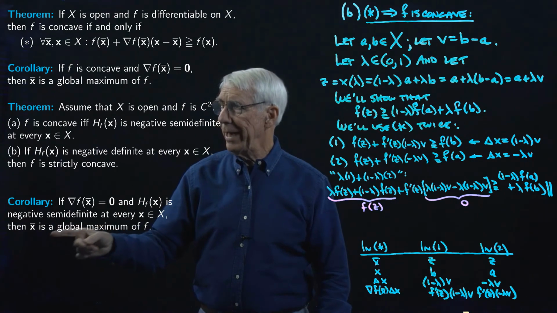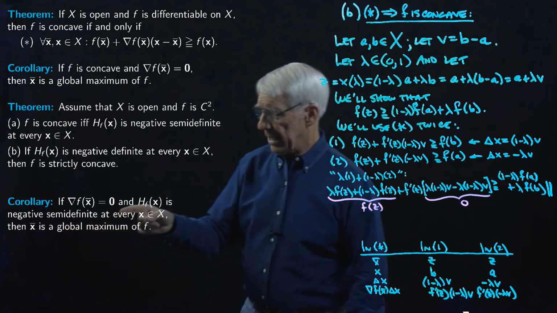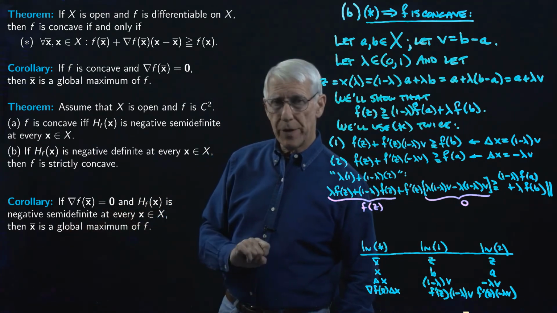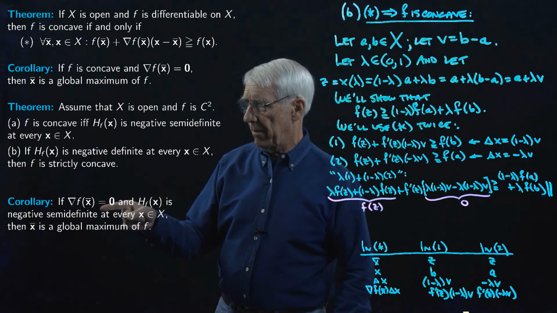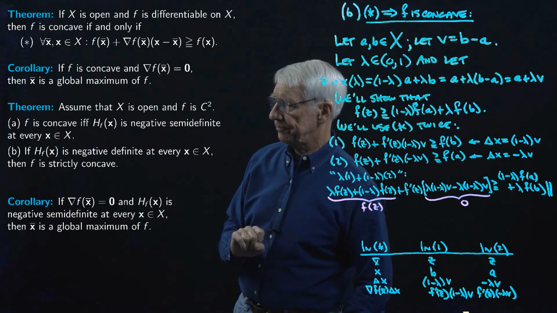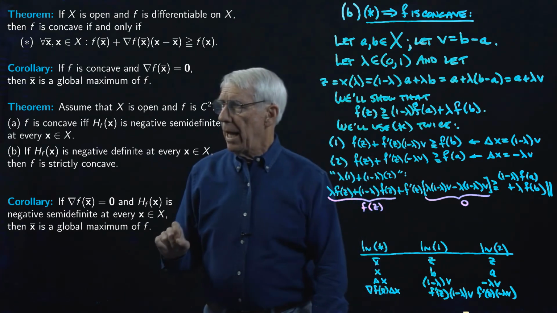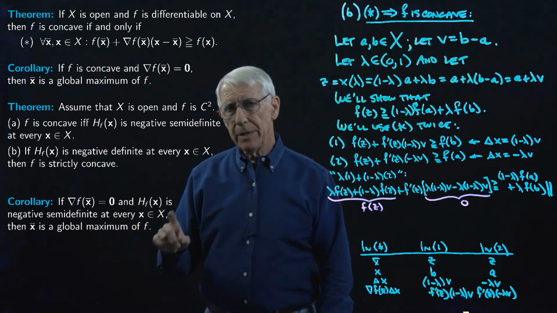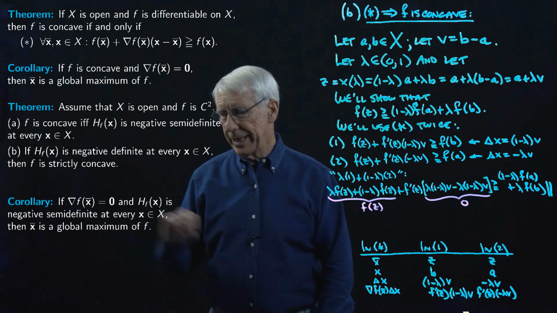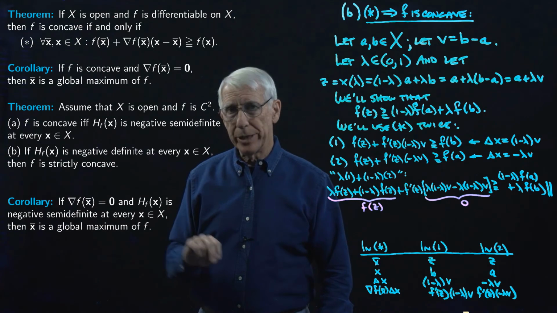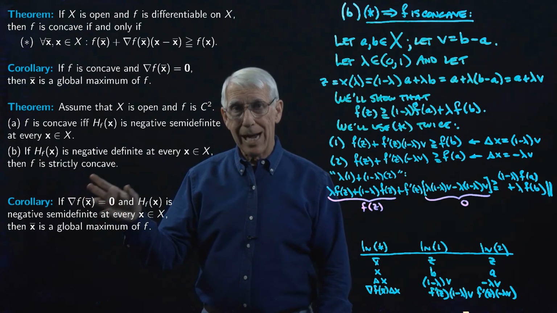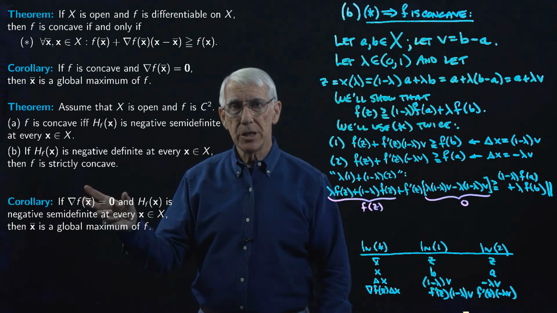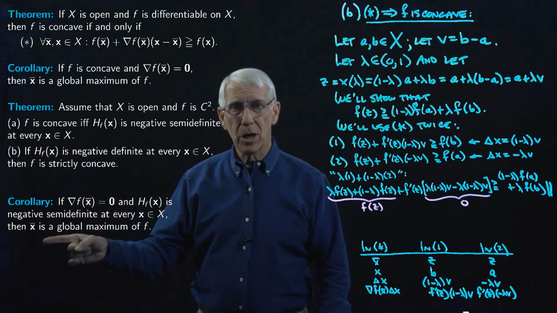It says if the gradient of f is the zero vector at a particular point x bar, and if the Hessian matrix of second partial derivatives is negative semi-definite at every point in the domain, then those comprise sufficient conditions to guarantee that x bar is a global maximum.